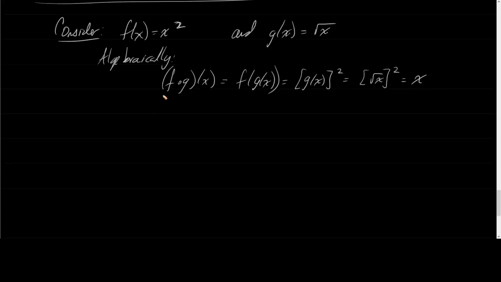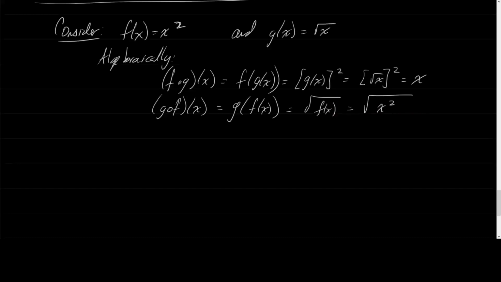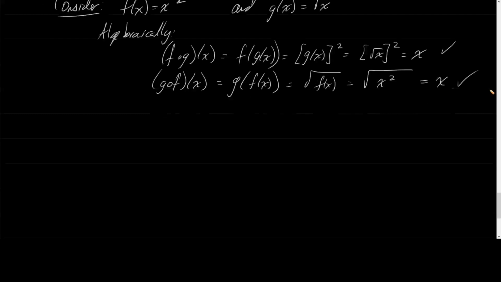And similarly, we can start with g of f of x. This means g composed with f of x, which again gives us g of f of x, which in this case means the square root of f of x, which would mean then the square root of x squared, which is just x. So in here, algebraically, we just found that it passes the rules of showing that they're inverses of each other. But let's look at this graphically.